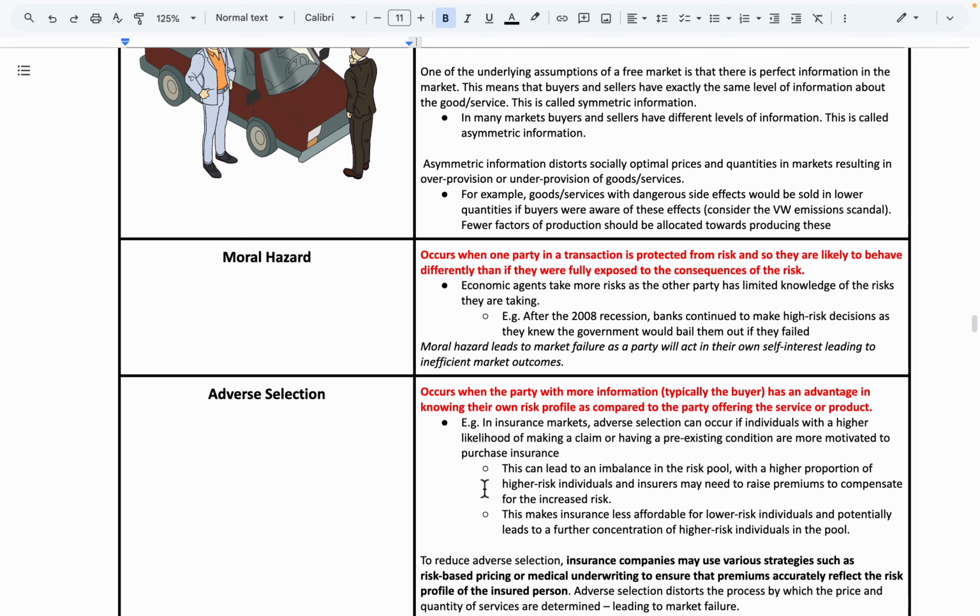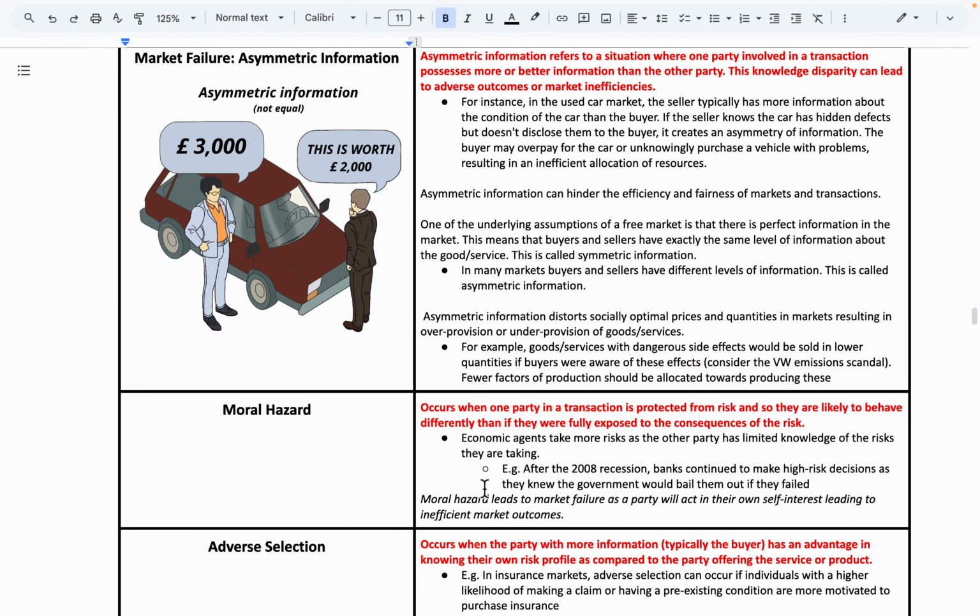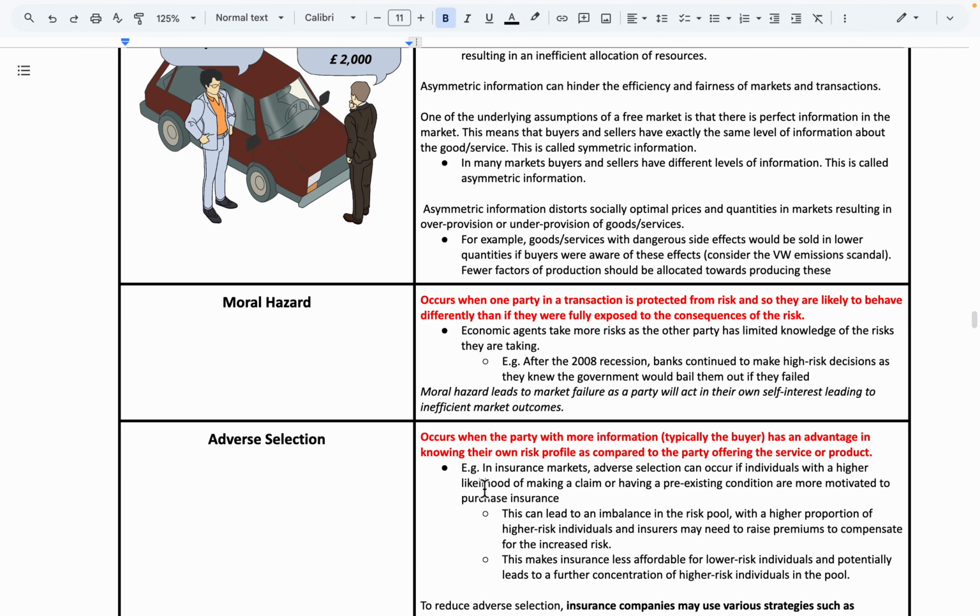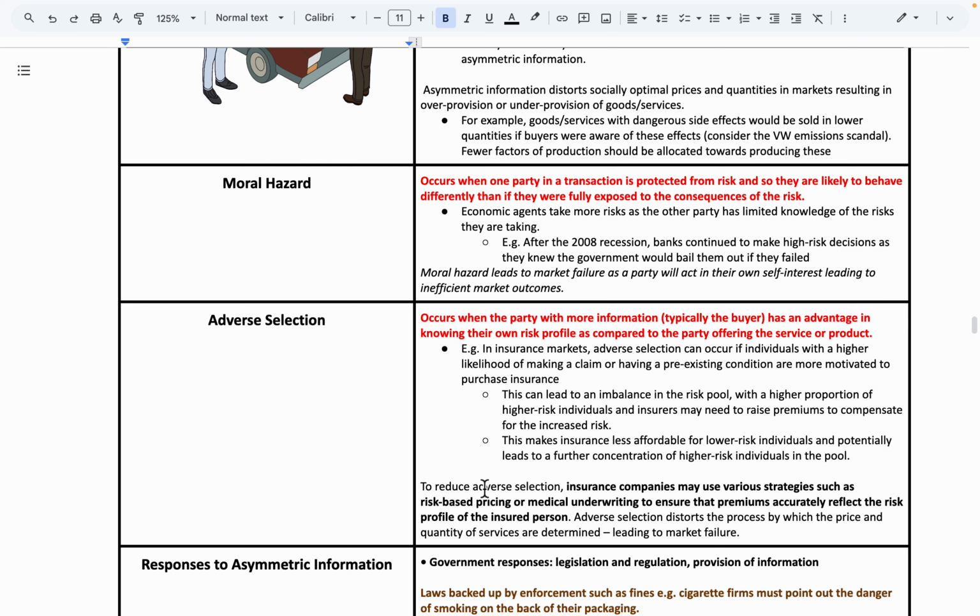Okay, now let's look at moral hazard and adverse selection, which is based off of asymmetric information. So moral hazard occurs when one party in the transaction is protected from risk, and so they are likely to behave differently than if they were fully exposed to the consequence of the risk. So economic agents take more risks as the other party has limited knowledge of the risks they are taking.